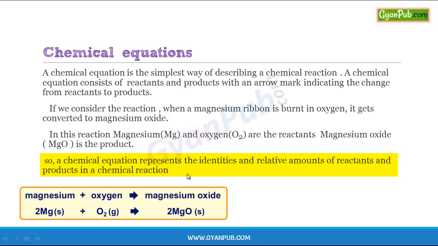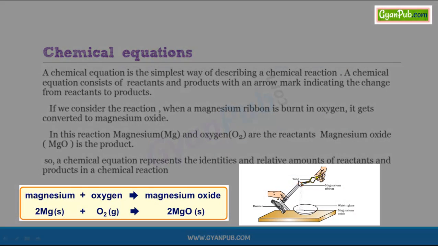How much of the reactants is used and how much product is obtained is described in a chemical equation, and what substances are used. Everything is explained in a chemical equation. So we describe a chemical reaction in a chemical equation.